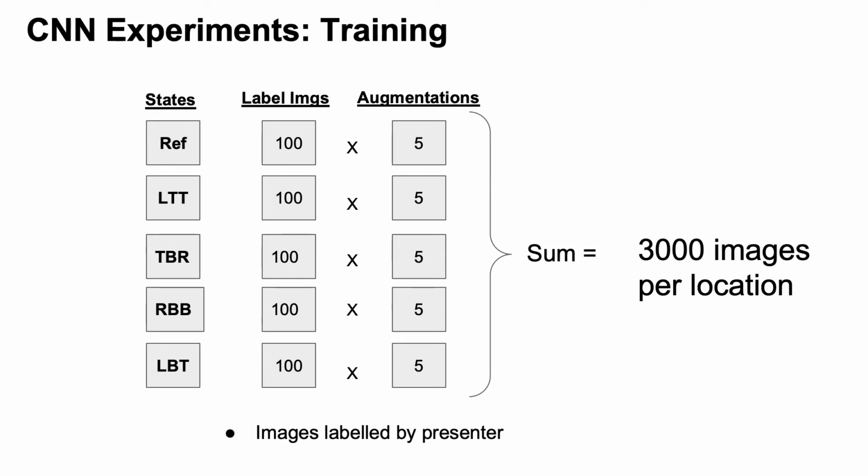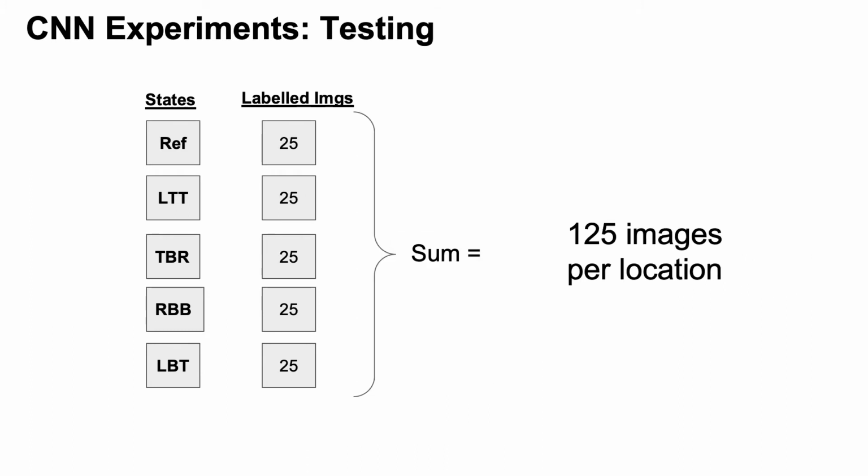So for each state, I have 500 augmented images and 100 original images, which gives me 600 images per state and a total of 3,000 images per location. The testing dataset encompassed 25 labeled images for each state, so that meant 125 images per location.